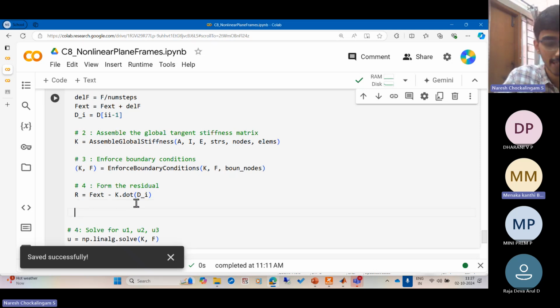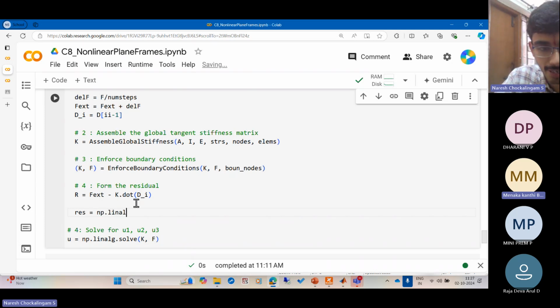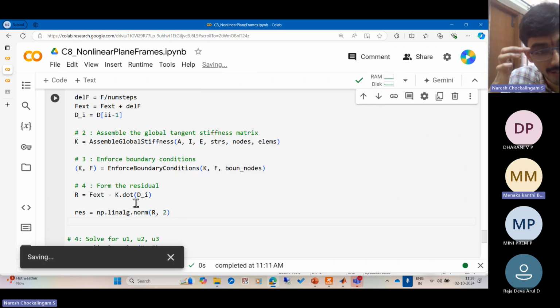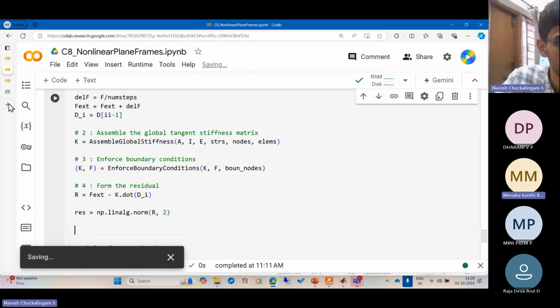Now what should we do? We should check if R is less than something, but R is a vector here. So let us take the norm of R, right? Let us say res is equal to np.linalg.norm of R. We'll take the second norm of R and then see if it is less than. So now what is the y? The rest we can copy paste from this code.